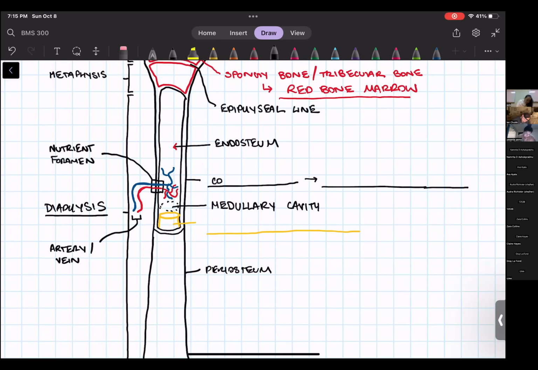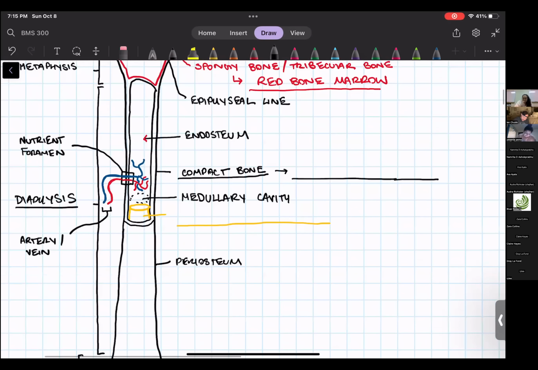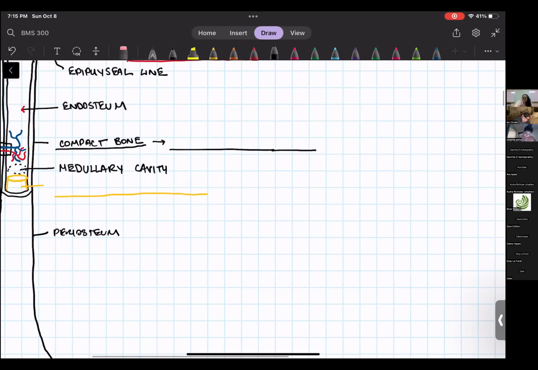And then this is going to be our compact bone. What is compact bone made up of? What's the big component of compact bone? Osteons. Yes, that is the functional unit. It's made up of osteons, which are our functional unit of compact bone.